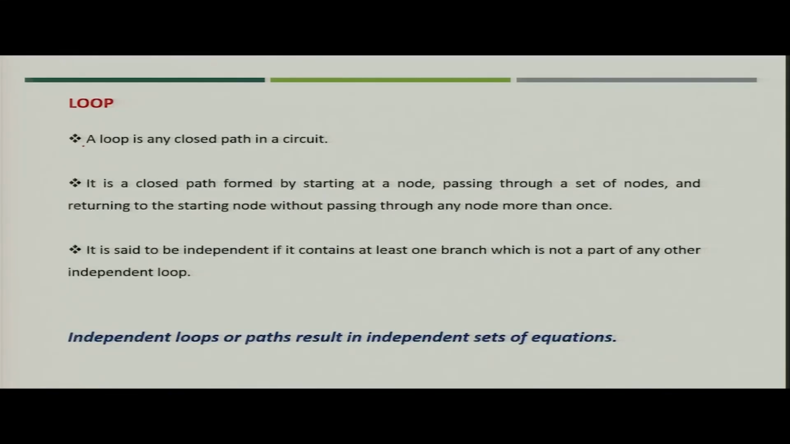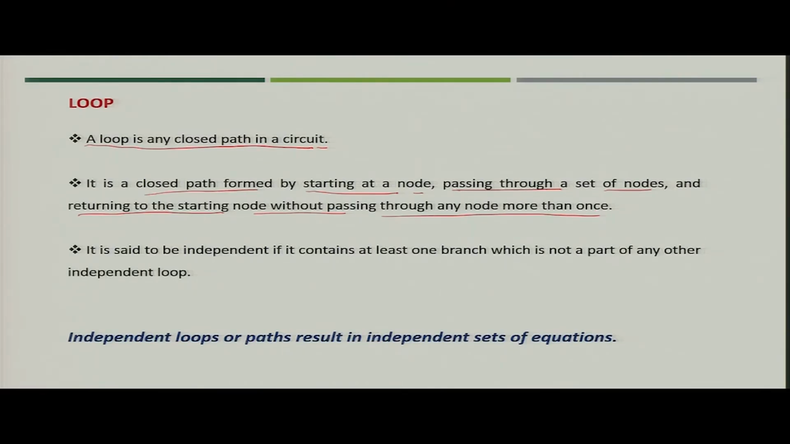Now, what is a loop? A loop is basically a closed path in any circuit. It is the closed path formed by starting at a node, passing through a set of nodes and finally returning to the starting node without passing through any node more than once.